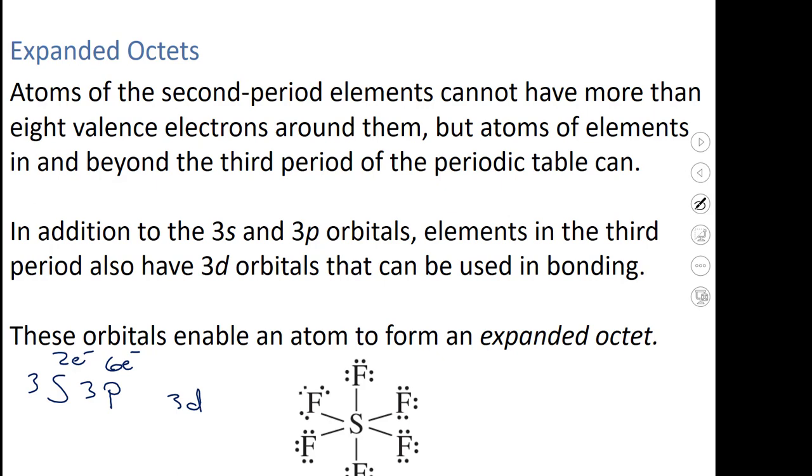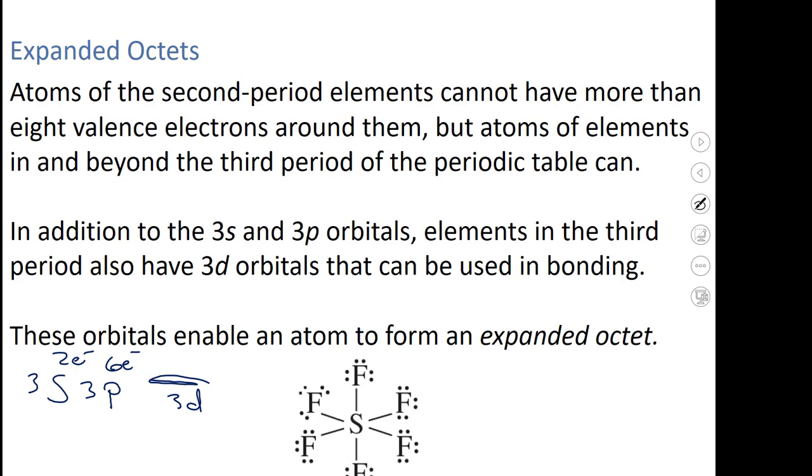Now we learned in chapter 6 that D doesn't get filled until we go down to the fourth period and we start filling the D shell anyways, but that doesn't mean it's not still there. 3D is there, it's just sitting empty. It's technically there though. So if your central atom is third period or below, it does have a D subshell. It just is sitting there empty, but you can technically bond into it.